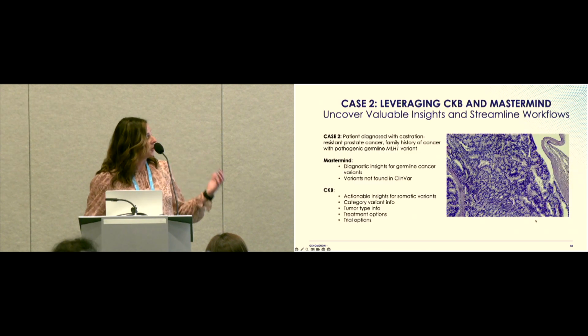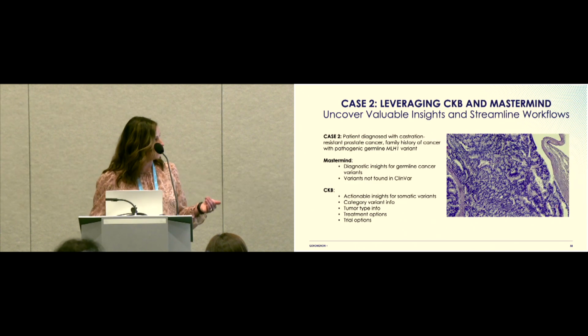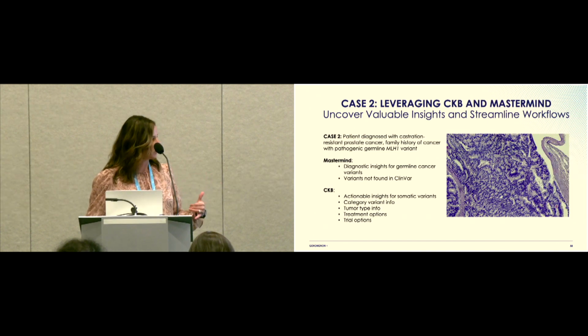All right. So for this patient that was diagnosed with castration-resistant prostate cancer, family history of cancer with pathogenic germline MLH1 variant. In addition to that, MLH1 is also linked to Lynch syndrome, which you may have seen within Mastermind on the ACMG criteria. So if we go through Mastermind and CKB, again, diagnostic insights for germline cancer variants, but also a variant that was not found in ClinVar. For CKB, actionable insights, we can search on category variant information specific to a tumor type, identify treatment options, and trial options as well.